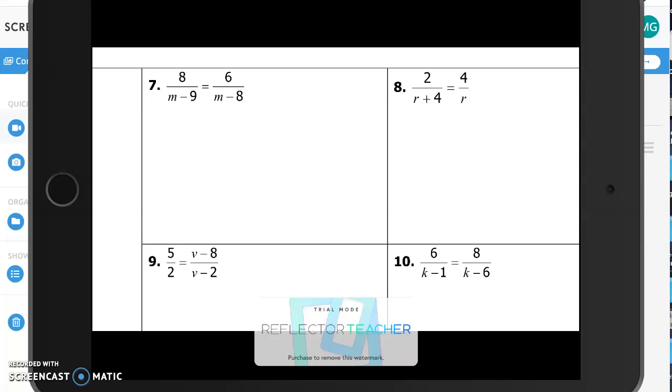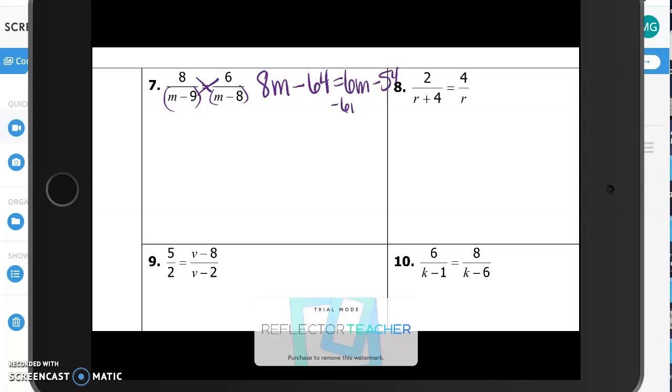Okay, number 7. I'm going to do 8m minus 64. Okay, so there I wrote it out without having to distribute. Equals 6m minus 54. All right, so again, as long as you can see that, you can skip that step where you actually have to write them out with the parentheses, whatever you feel comfortable with.